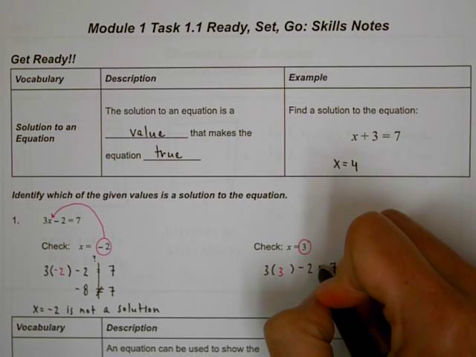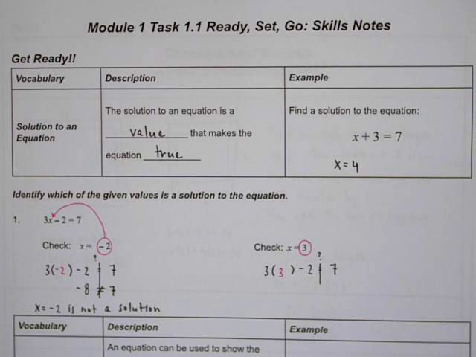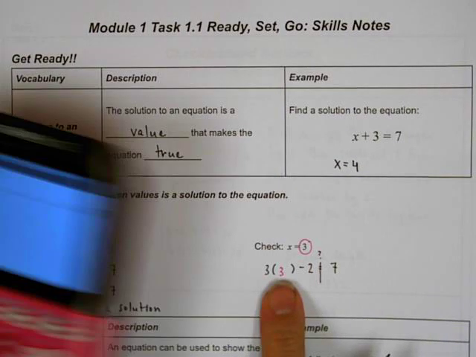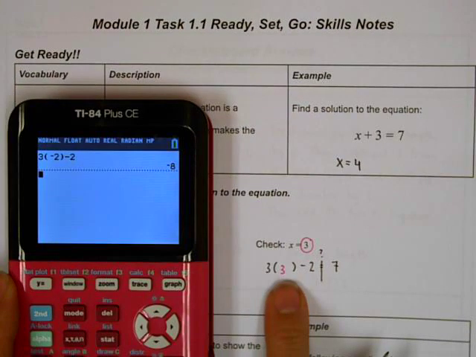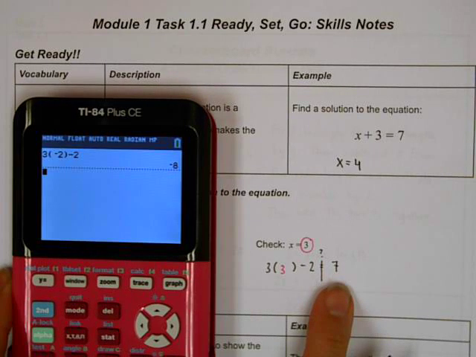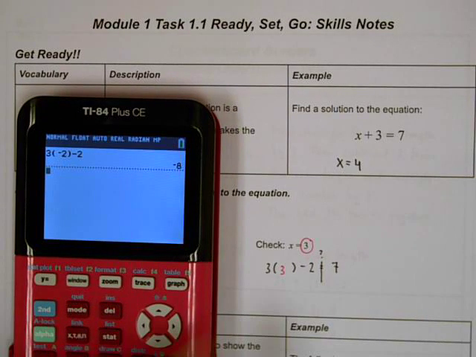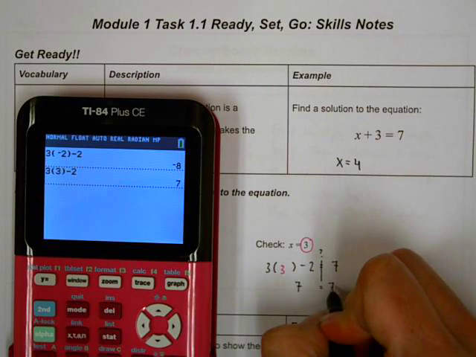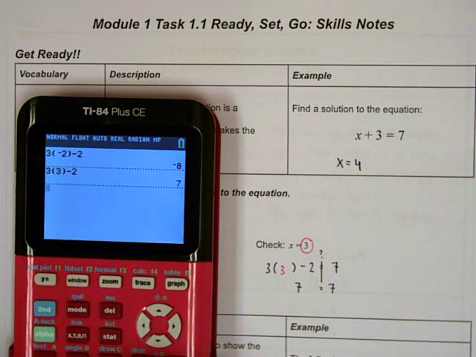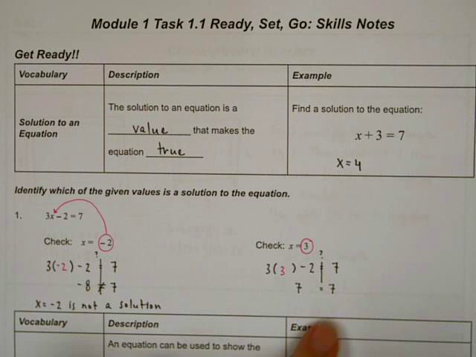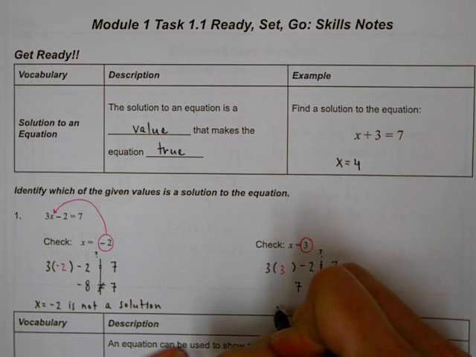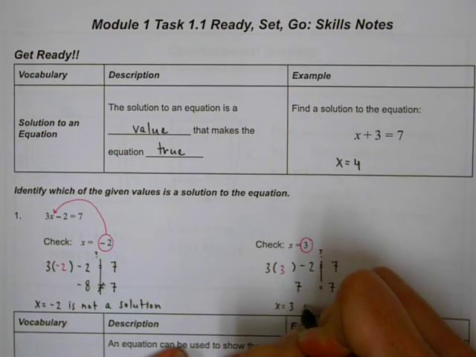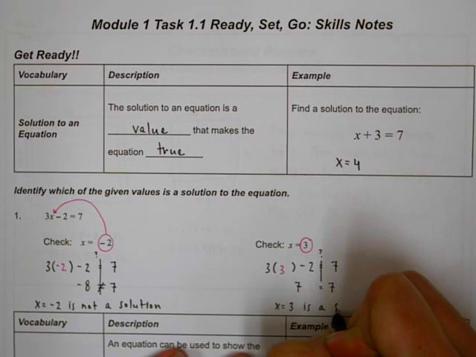Again, our question is the same here. I'm going to put a question mark. When I simplify this in my calculator, I want to see if it's actually equal to 7. So again, I'm going to use my calculator and type it in just how I see it on my paper. In that case, I actually do get 7 out, which is equal to 7. That is a true statement. It makes the equation true, so I know x equals 3 is a solution.